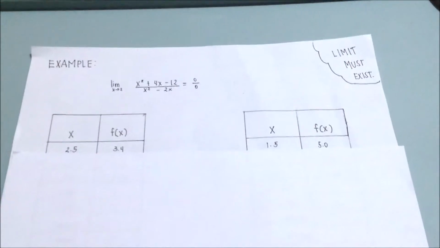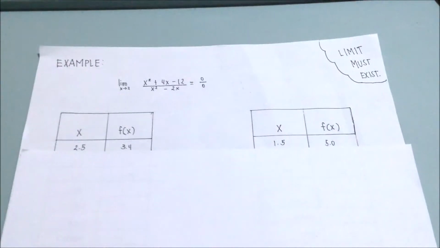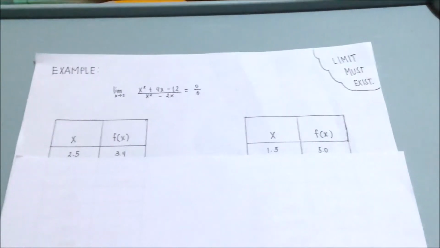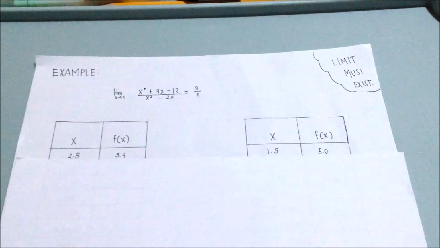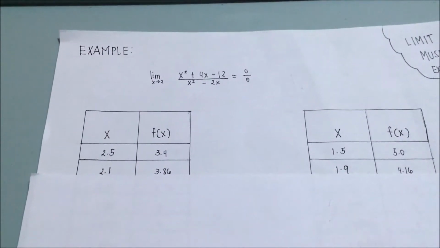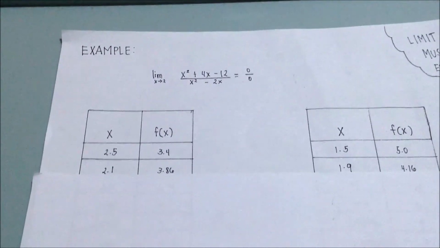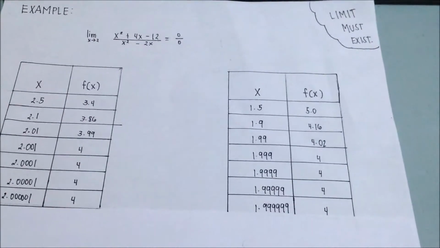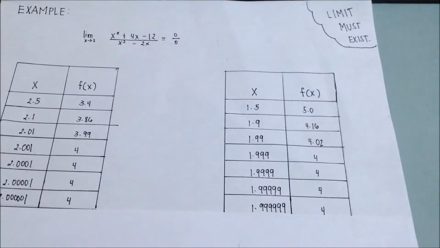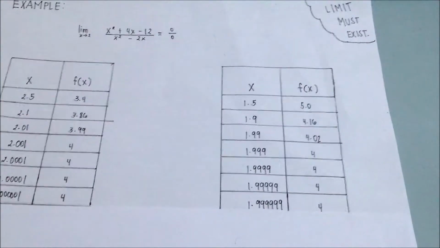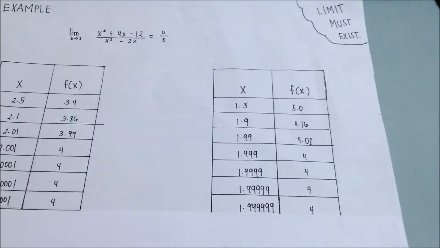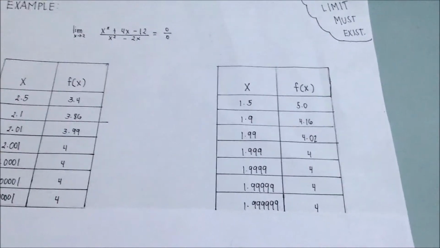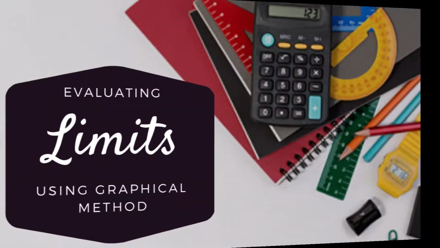Just enter x squared plus 4x minus 12 over x squared minus 2x. Press calc, equals, your x value 2.5, and you will get 3.4. Same as 2.1, you will get 3.86. On the left side, we have an x value of 1.5. Substitute into the function and you will get 5.0. Also, for 1.9, you will get 4.60. For 1.99, you will get 4.02. For 1.999 and 1.9999, you will get 4.